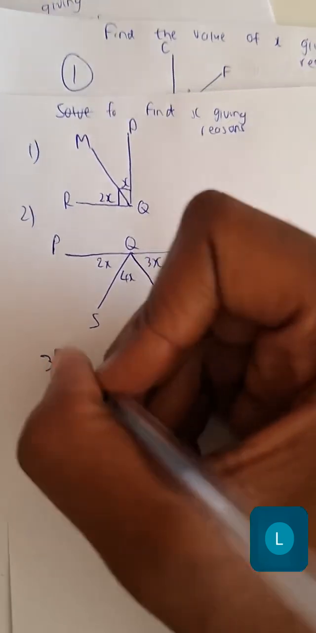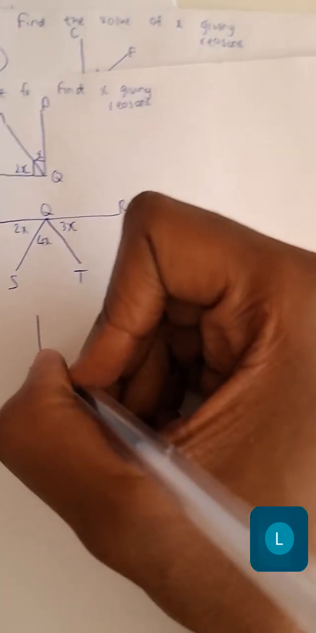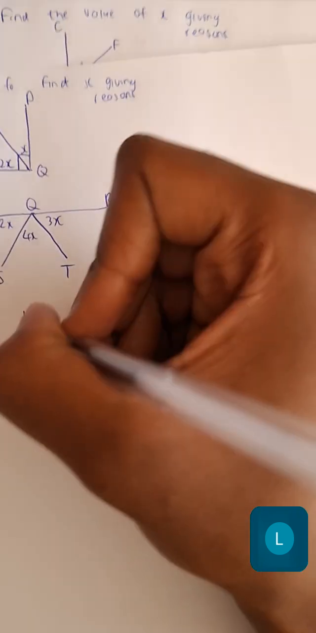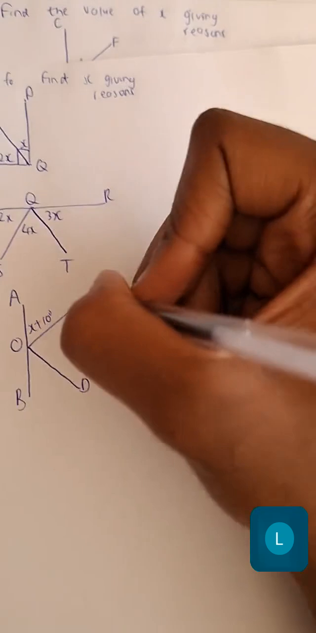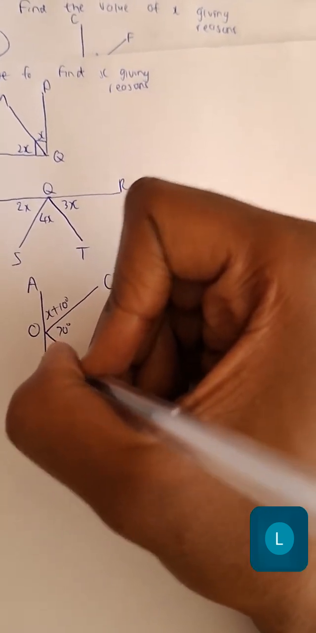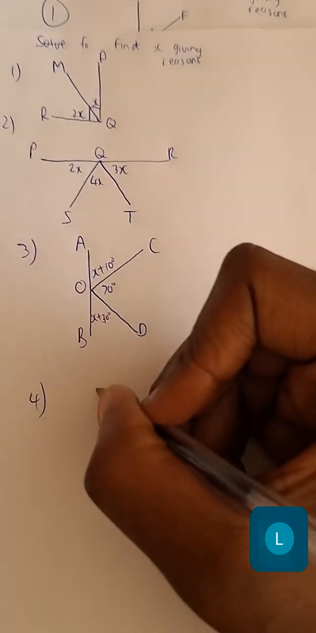Please guys, maybe just screenshot so that we don't keep each other for too long. X plus 10 degrees, we have A, we have O, we have B, we have D, we have C. 70 degrees, we have X plus 30. We have 4.